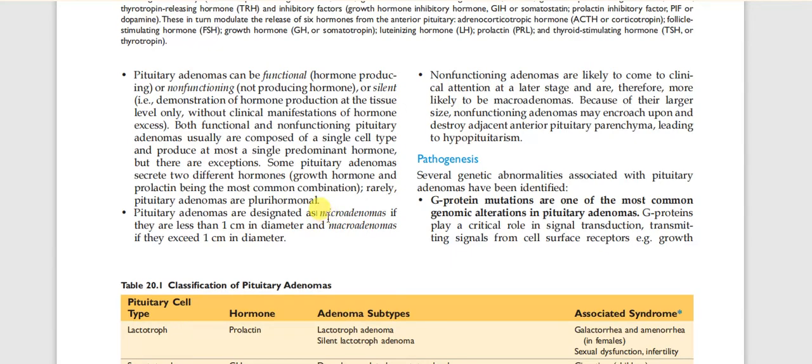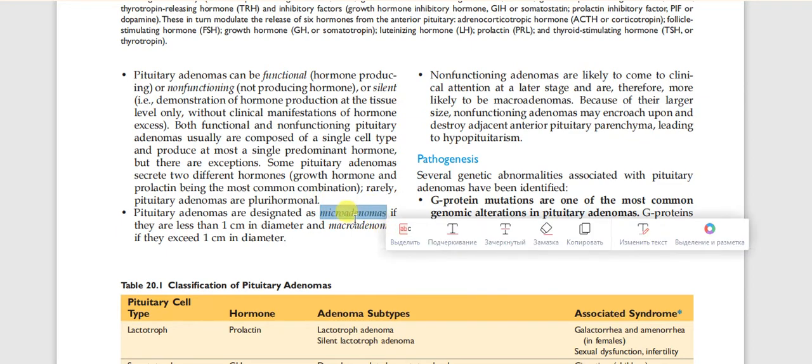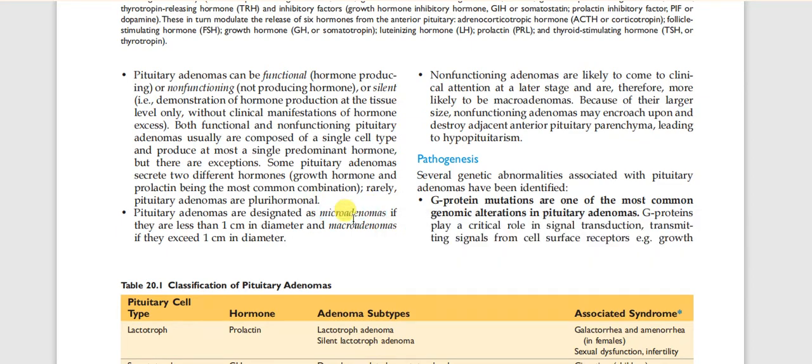And what's the difference? In case of microadenomas, usually we mention it only if it produces a lot of hormones. Microadenomas are visible, so they are usually found only in microadenomas. They are usually hormone-secreting glands. But macroadenomas, if they exceed 1 centimeter, it means it's usually a hormone non-producing tumor.